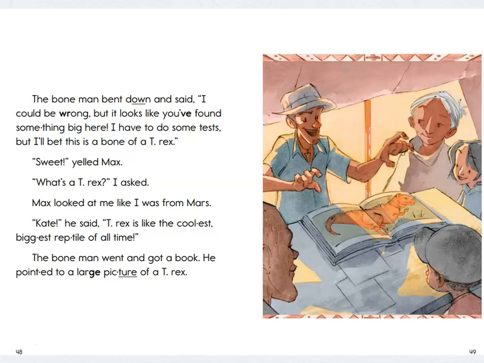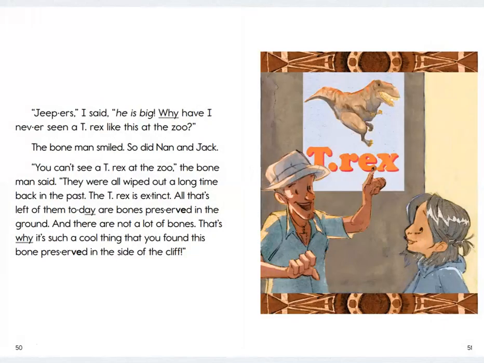The Bone Man went and got a book. He pointed to a large picture of a T-Rex. "Jeepers," I said, "he is big. Why have I never seen a T-Rex like this at the zoo?" The Bone Man smiled. So did Nan and Jack.